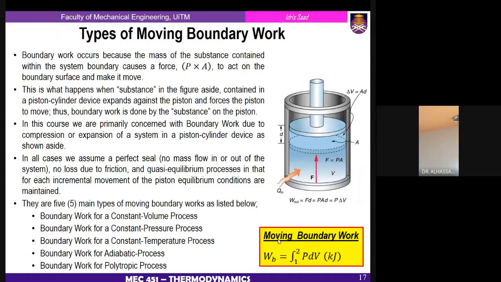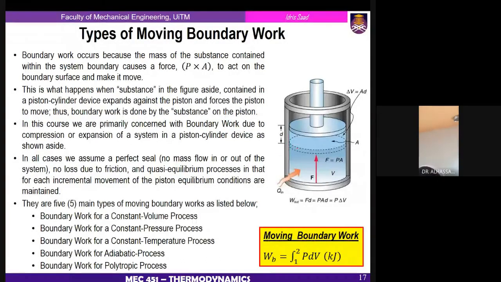There are various types of moving boundary work. We have boundary work for constant volume process, boundary work for constant pressure process, boundary work for constant temperature process, and boundary work for adiabatic polytropic process. When we say boundary work, it is the work associated with a moving surface.